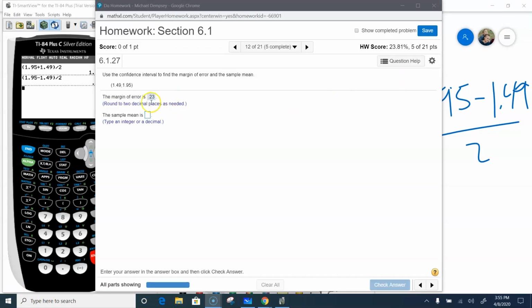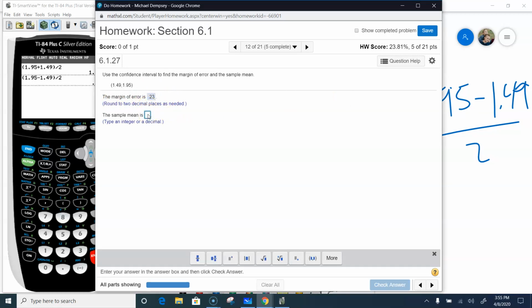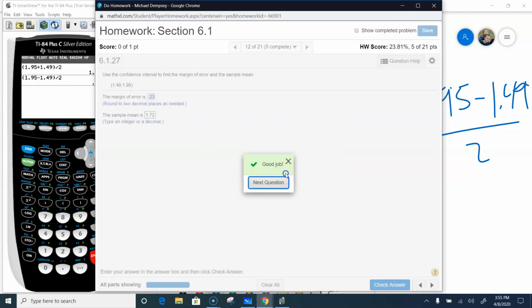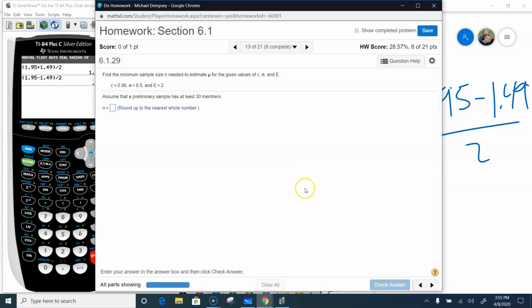Okay, so I should probably read before I type that in. It asks for margin of error, not the mean first. It asks for them in a different order. So I did the mean and then the margin of error. And we're good, yeah. So read it before you enter the answer, and sorry about that.